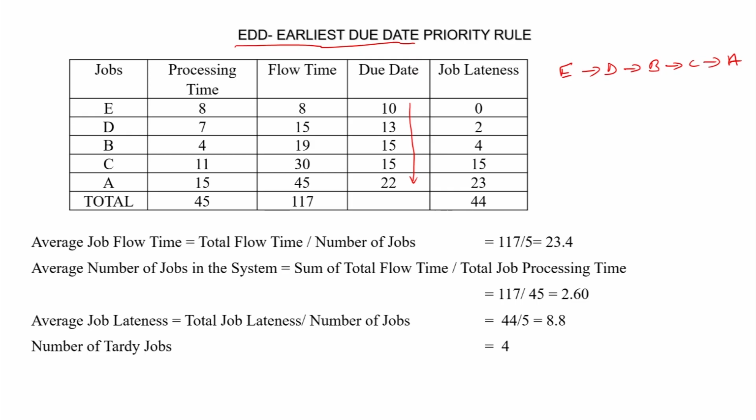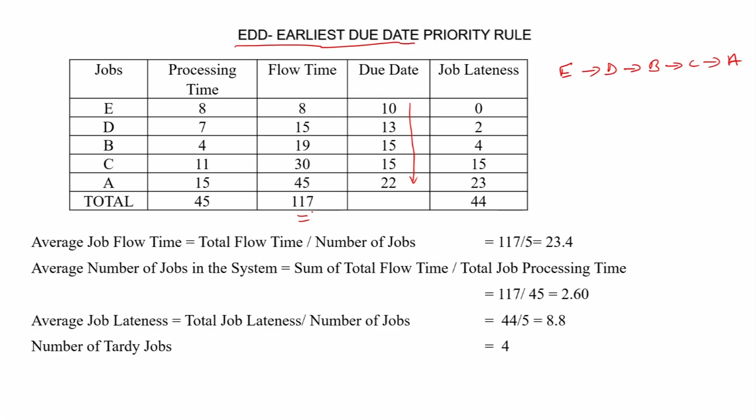So, with this rule, let us again work out. These are the processing times from our original data which we are having about these jobs, and now calculate the flow time. For job E, the flow time is 8, job D 15, job B 19. It is very easy: 8, then 8 plus 7 is 15, 15 plus 4 is 19, 19 plus 11 is 30, 30 plus 15 is 45, and the sum total of this column is 117.